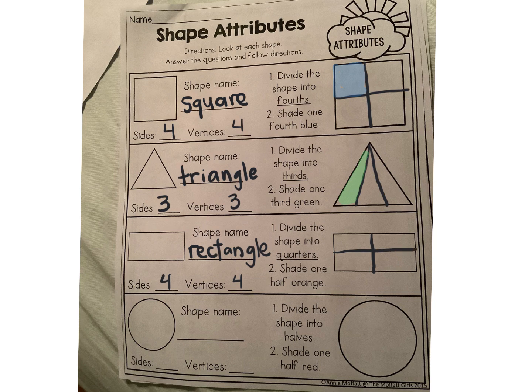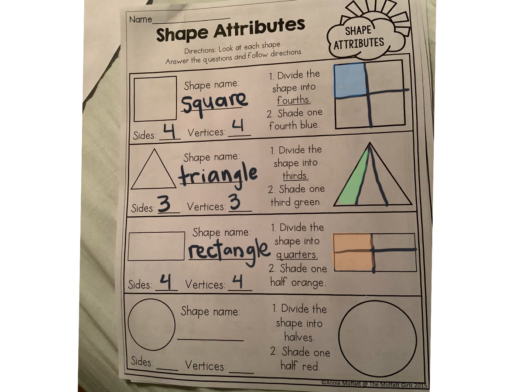And it says shade 1/2 orange. So I'm going to go like this. And since it's asking me for a half on quarters, I'm going to color two of these orange. So 1 and 2.